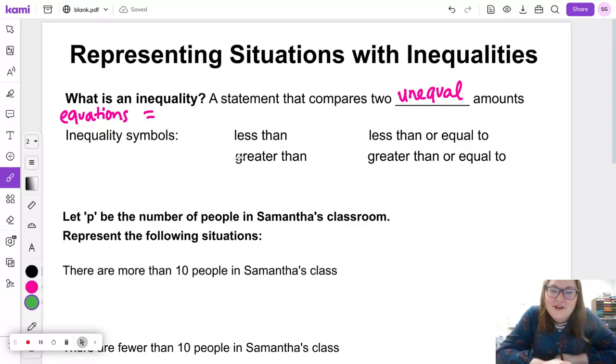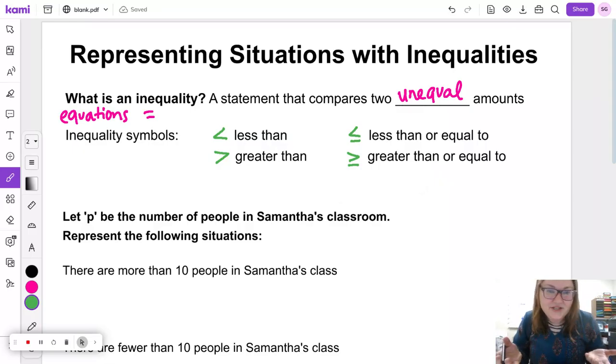You might be familiar with the less than and greater than signs from earlier classes. Less than looks like this symbol, greater than looks like this symbol. And in this lesson and the next couple lessons, we're also going to be using less than or equal to, which kind of looks like a less than sign combined with an equal sign. It's less than or equal to, and then also greater than or equal to. Greater than or equal to and less than or equal to just give you options. That amount can be less than a number, or also it's okay if it's equal to that number.